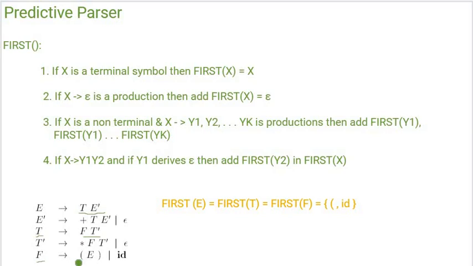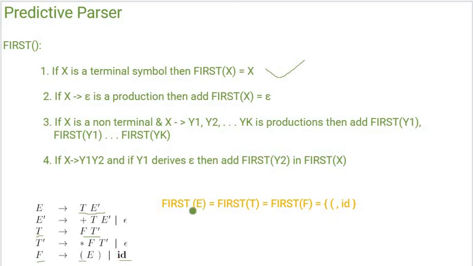First of F will be first of open bracket, that is one production. In this production, we take the first of the first symbol. What is the first symbol? Open bracket. So first of open bracket is open bracket, because open bracket is a terminal. So first of a terminal is the terminal. This is what our first rule says. And you have one more rule for F, that is ID. So first of ID will again be ID, because ID is a terminal.